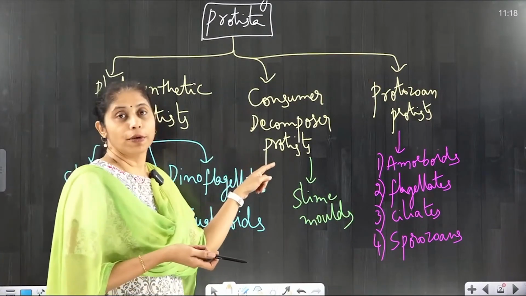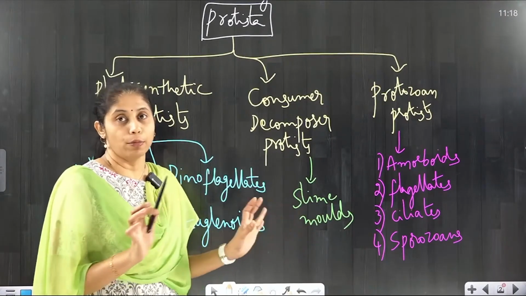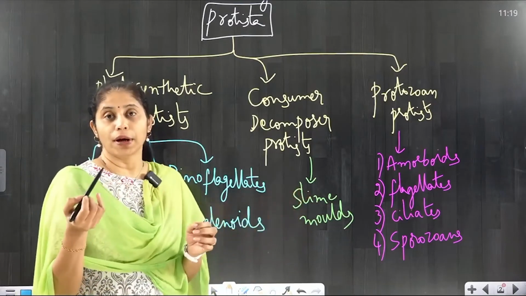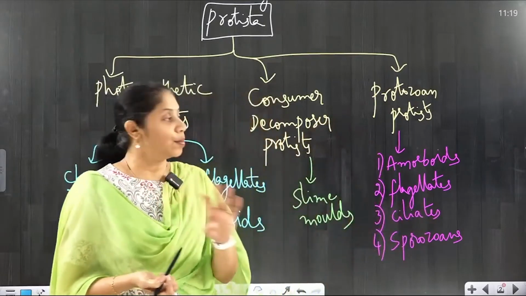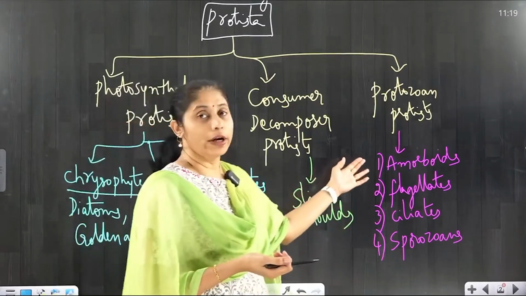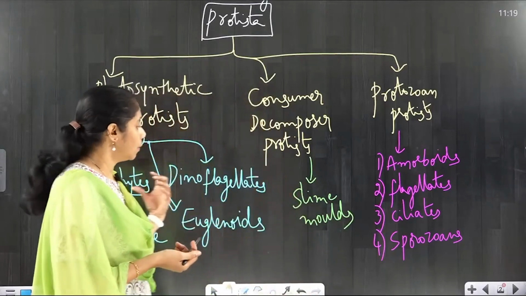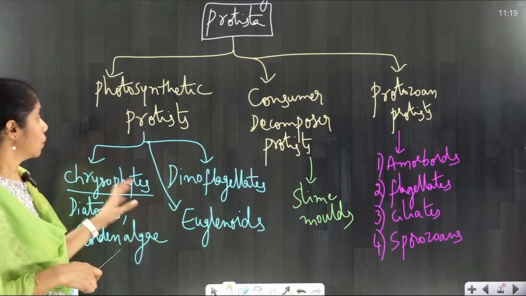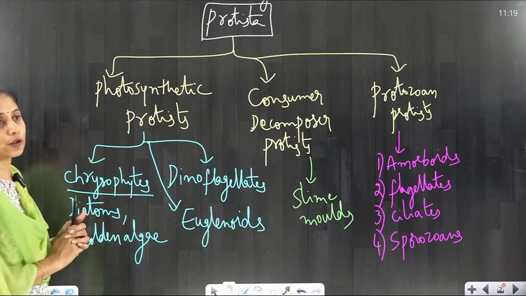Then consumer decomposer protists, the example is slime molds. Only one example is there under that, slime molds. This is a group of organisms, so they'll have particular names of the slime molds. Under protozoan protists, you have four types based on the locomotory structures, which help in their locomotion: amoeboids, flagellates, ciliates, and sporozoans. We'll see all of them in detail. I hope all of you understood this classification. So once you know this classification, now let us proceed with the first group of organisms, chrysophytes.